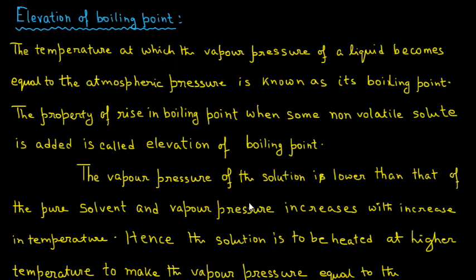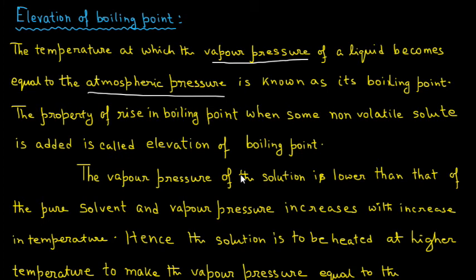So, elevation of boiling point. The temperature at which the vapor pressure of a liquid becomes equal to the atmospheric pressure is known as boiling point. The property of raising the boiling point when some non-volatile solute is added is called elevation of boiling point. So when a non-volatile solute is added to the solution, there is an elevation of boiling point.